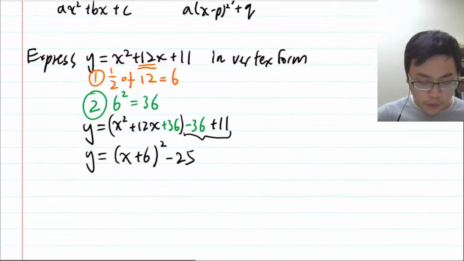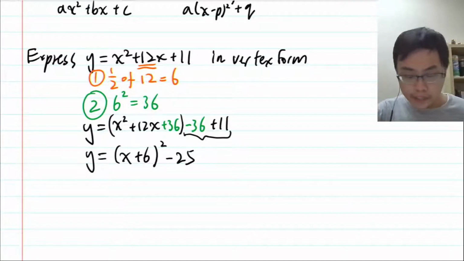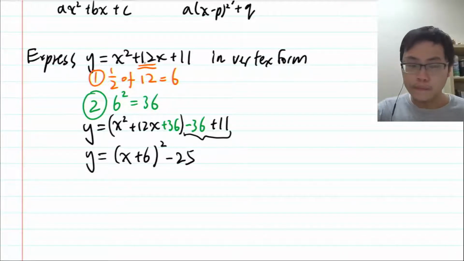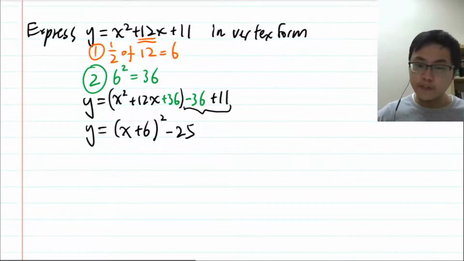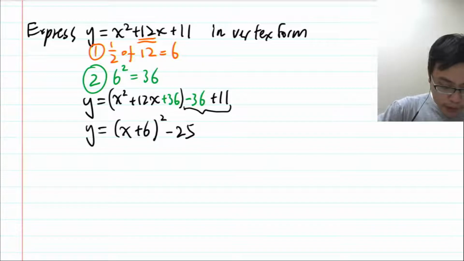Now, let's do another one. This is nice and easy if b is an even number. But what happens if b is an odd number? Then we may run into some difficulties. Now let me show you this example.